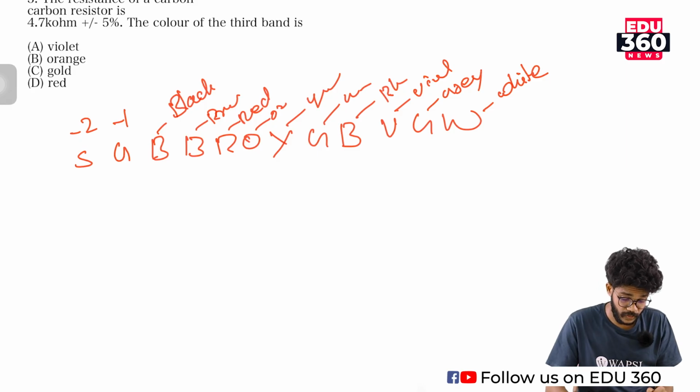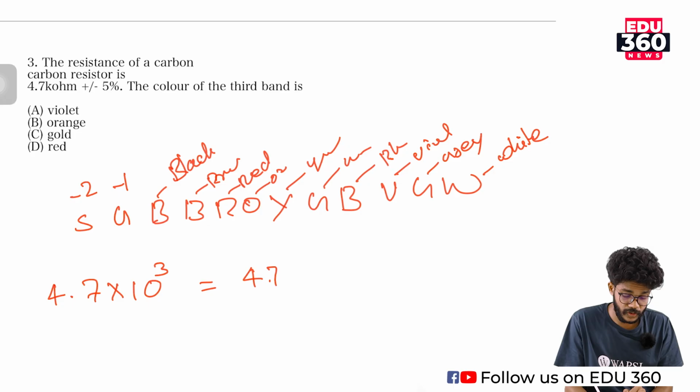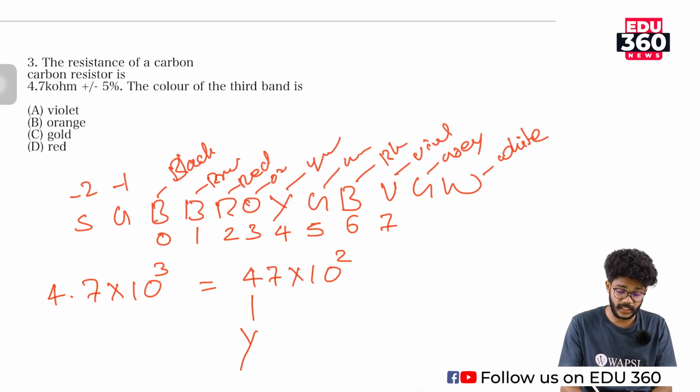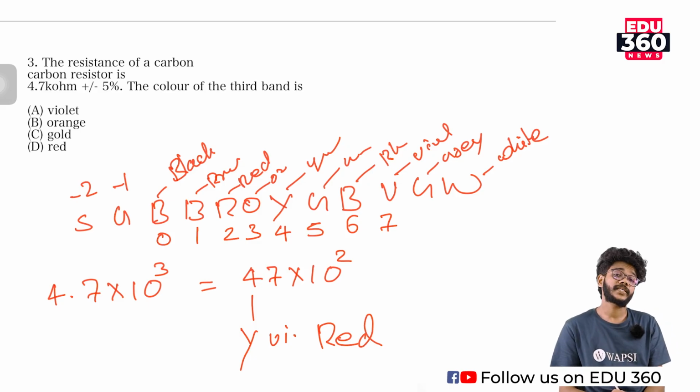So 4.7 kilo ohm means 4.7 into 10 raised to 3, which is equal to 47 into 10 raised to 2. What is 4? This is 0, this is 1, this is 2, 3, 4. The first band is yellow. And 7: this is 5, 6, 7. 7 is violet, and the third is the power factor, 10 raised to 2. 2 is what? Red. So yellow, violet, red is the color code of our desired resistance. 4.7 kilo ohm has the colors yellow, violet, red.